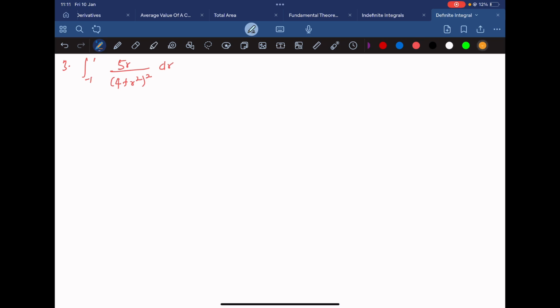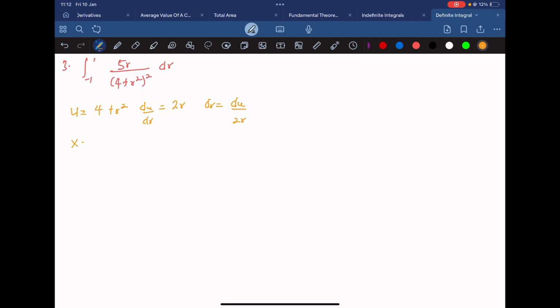In this case, let's select our u to be equal to what is inside the parenthesis, which is 4 plus r squared. So if we differentiate u with respect to r, we have just 2r here. In that case, our dr is just du over 2r. Now let's try to change the bounds as well.